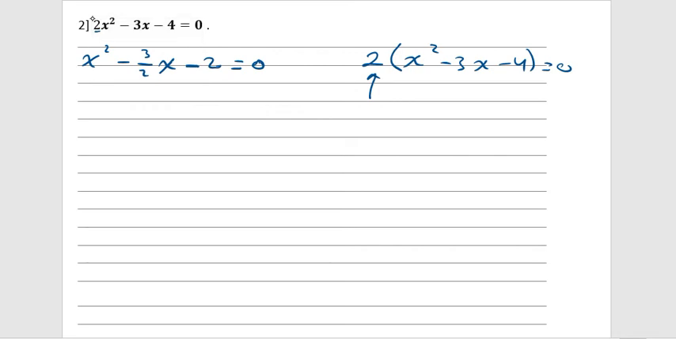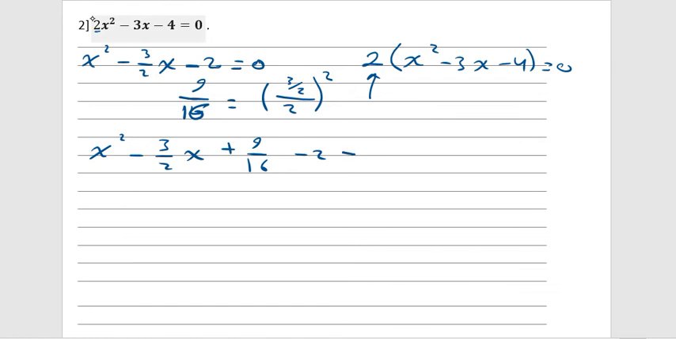After writing the equation in this form with the coefficient equal to 1, the first step is the middle number divided by 2, all to the power of 2, equals 9/16. This number will be added after the second term and subtracted after the last term. So it will be x^2 - (3/2)x, after the second term we'll add this value, minus 2, after the last term we'll subtract this value, equals 0.